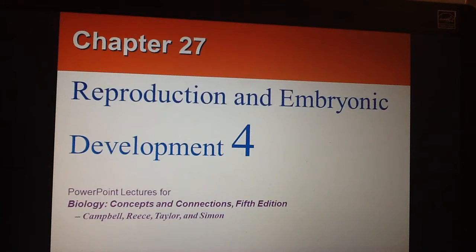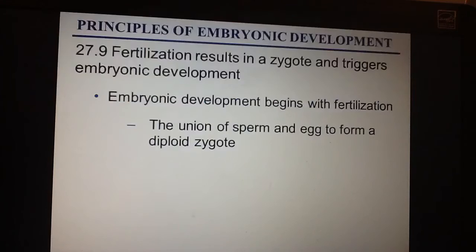This is AP Biology, Chapter 27. It's the reproductive system. This is our fourth and final video. Previously, we have talked about sexual and asexual reproduction. We've talked about the anatomy of male and female reproductive systems. We've talked about the menstruation cycle and the hormonal control of the reproductive system. And this is our fourth and final video. We will be discussing fertilization and the development of the embryo.